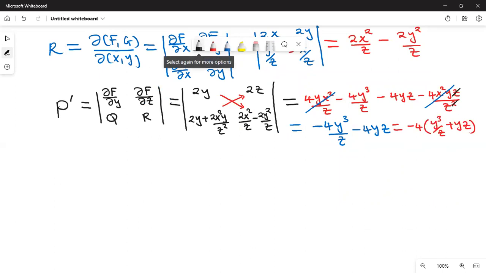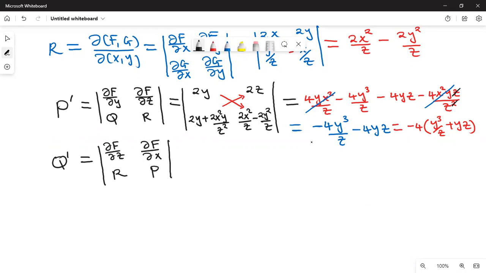Do the same to q prime. Q prime is defined as the determinant of partial f, partial z, partial f, partial x. So here we have r, here we have p. So that's the determinant of that 2 by 2 matrix. Let's replace those partial derivatives. F with respect to z, that is 2z. F with respect to x, that is 2x. What did we get as r? That was 2x squared over z minus 2y squared over z.